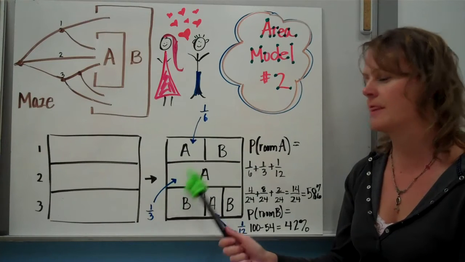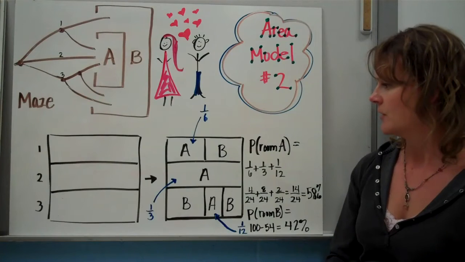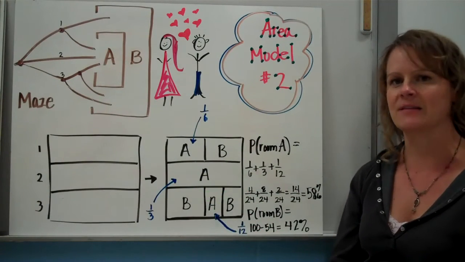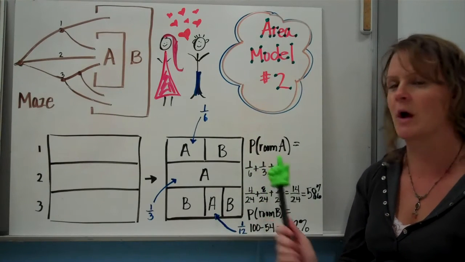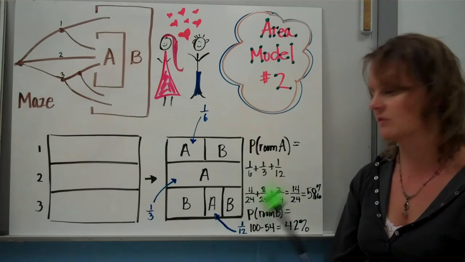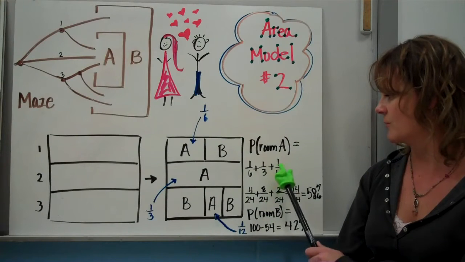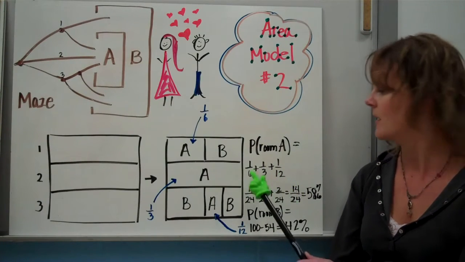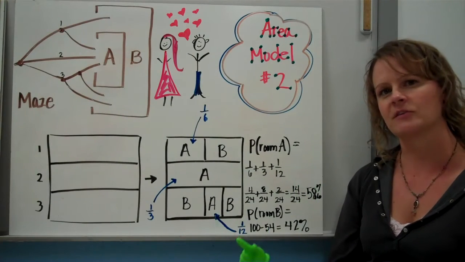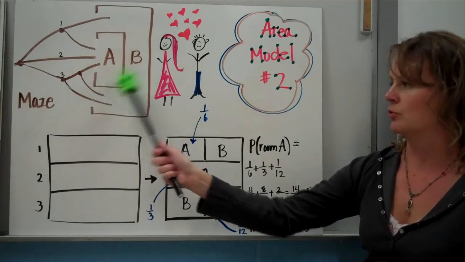This A takes up, of course, 1/3 of the whole. And this little A here takes up 1/12 of the whole. So what we're going to do is add up those 3 A sections. So we're going to add up 1/6 and 1/3 and 1/12. And of course, to do that, we have to find a common denominator. And our common denominator we're going to use is 24. So 1/6 becomes 4/24, 1/3 becomes 8/24, and 1/12 becomes 2/24. So when we add that up, we get 14/24, or about 58%. So there's a 58% chance that the peasant lover will end up in room A.